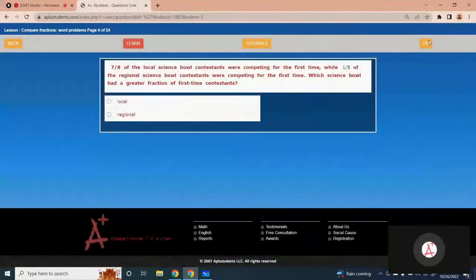Okay, the next one is 7 by 8 of the local science bowl contestants were competing for the first time, while 1/5 of the regional science bowl contestants were competing for the first time. Which science bowl had a greater fraction of first time contestants? Which one is greater? 7 by 8 or 1 by 5? Which one is greater?